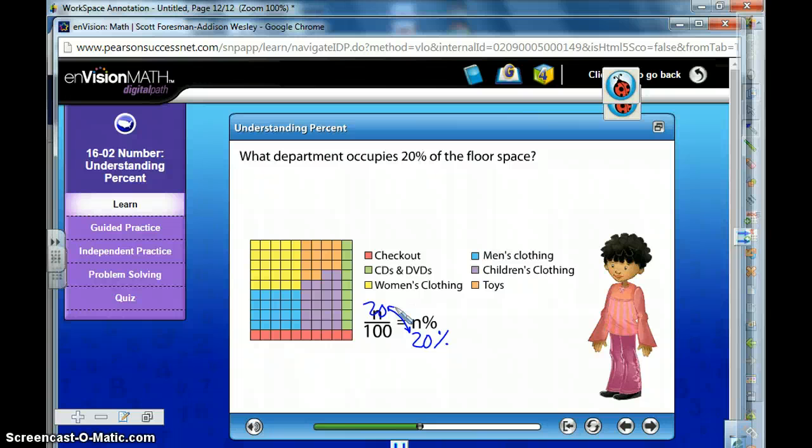Oh my goodness, I don't even know. It's the blue one. You think it's blue? 1, 2, 3, 4, 5 times 1, 2, 3, 4. You're right. The blue, and the chart says blue is men's clothing. Men's clothing makes up 20% of this store.